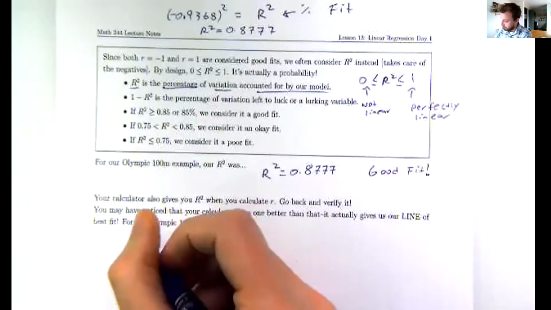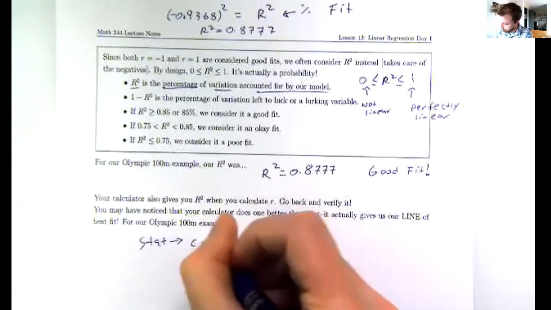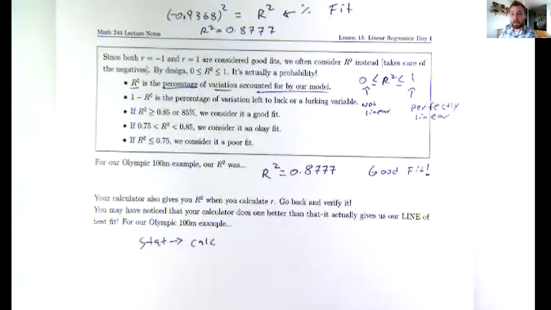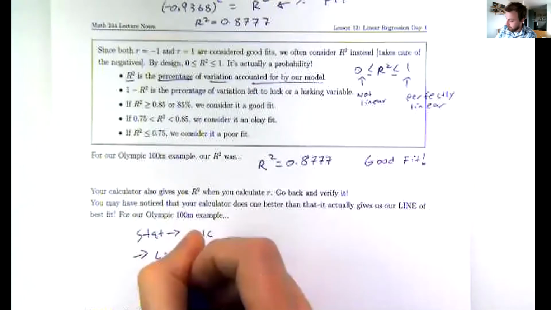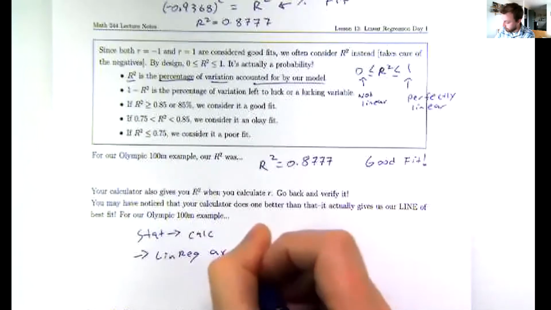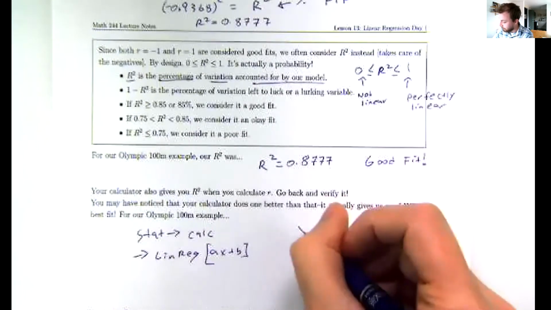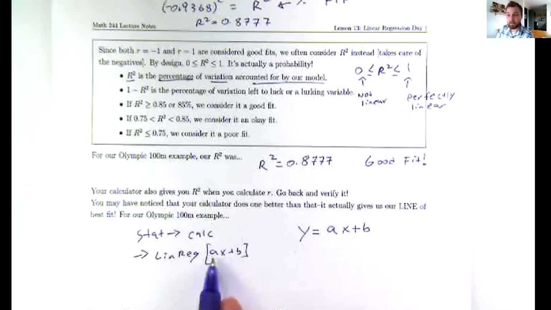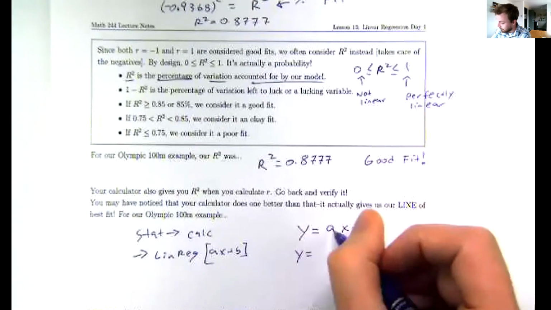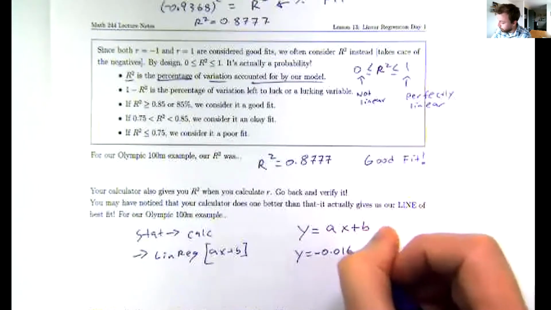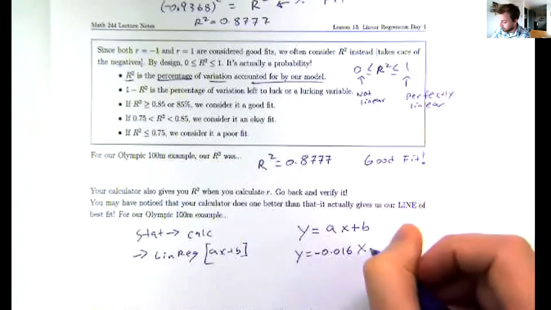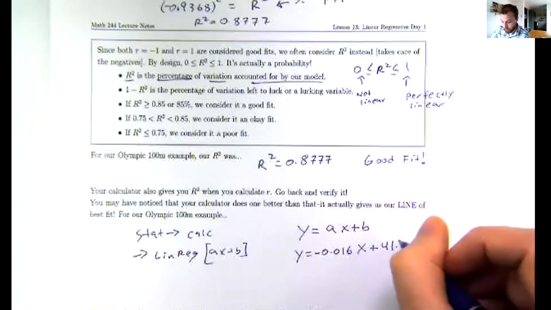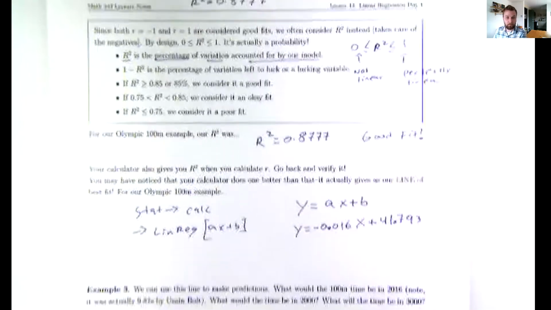Now, when I did stat calc, whether that be F4 calc or just calc in your TI-84, and then linear regression, AX plus B, this gave me a line of Y equals AX plus B, just the way it was written down, A, X, and then the B. My calculator gave me an A of negative 0.016 X plus, and for a B, it gave me 41.793. This is exactly the same thing that we got in GeoGebra as well.